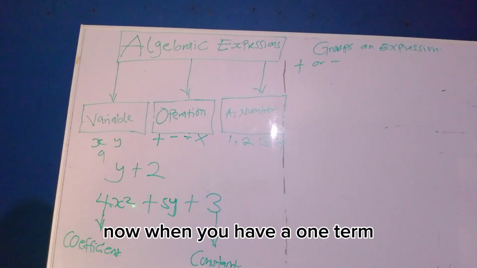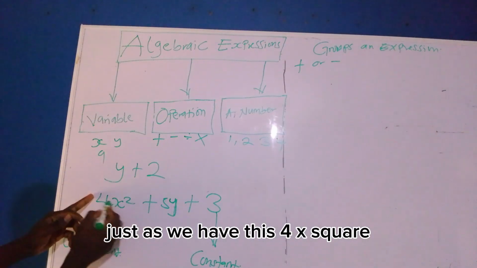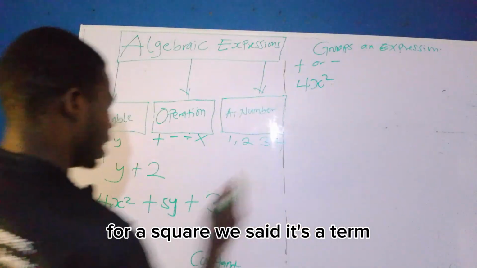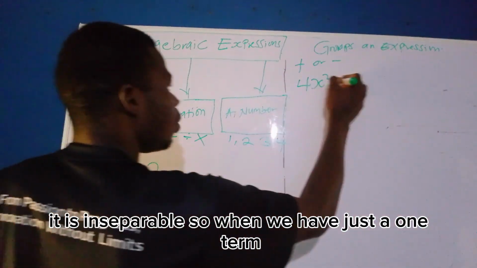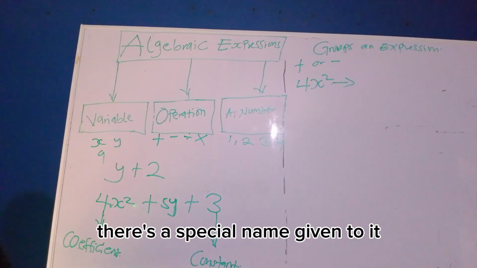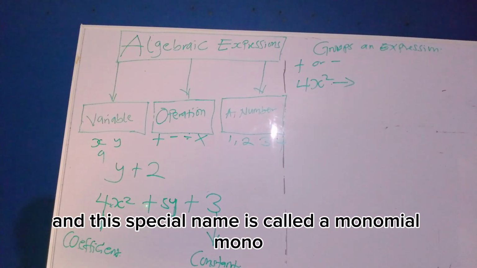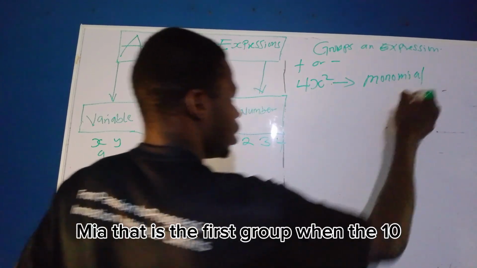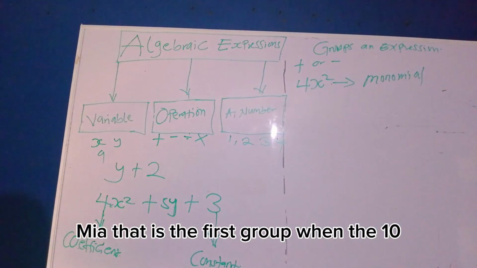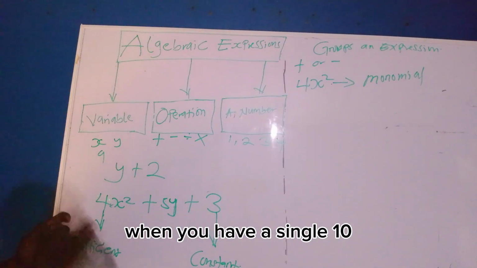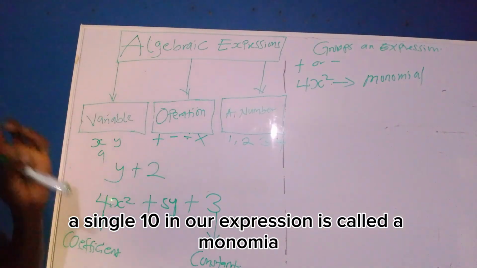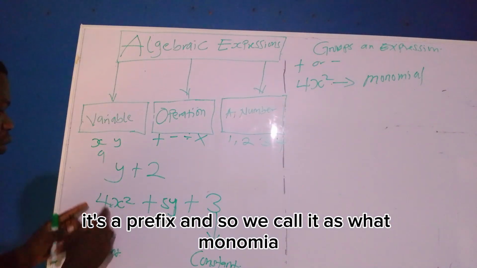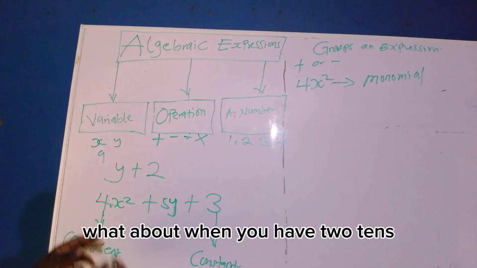Minus sign. Now when you have one term, just as we have this, 4x squared, we said it's a term, it's been separated. So when we have just one term, there's a special name given to it. And this special name is called a monomial. That is the first group. When you have a single term in an expression, it is called a monomial. Mono means what? One. It's a prefix. And so we call it as what? Monomial. What about when you have two terms?